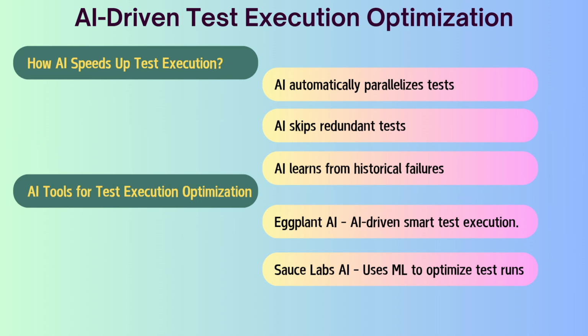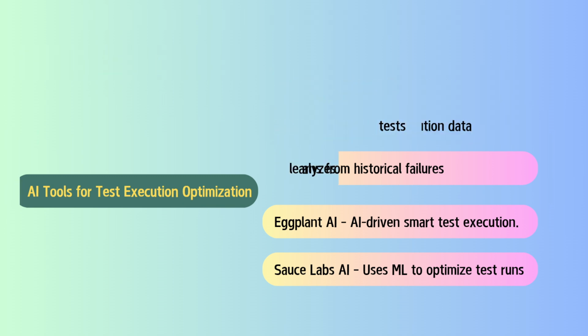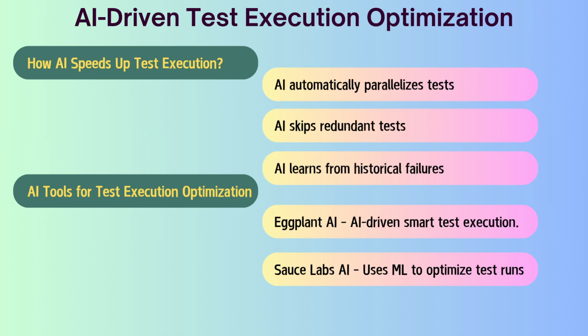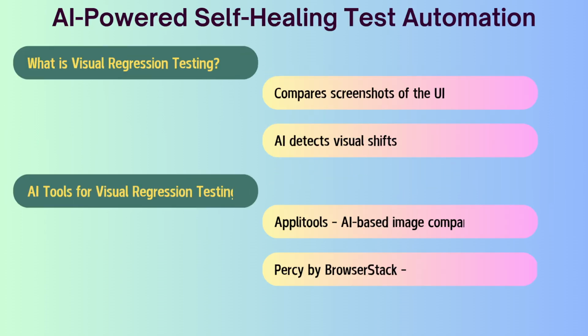Next is AI for visual regression testing. Sometimes even the smallest UI changes can cause big problems. AI-powered visual regression testing helps catch these issues.